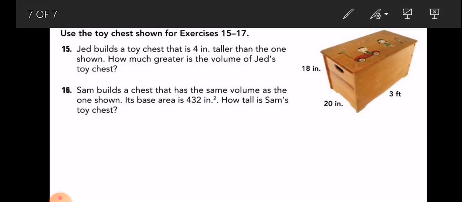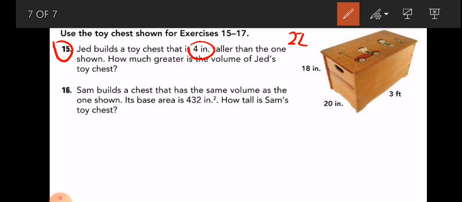Let's see the next one. Use the toy chest shown for exercises 15 to 17. Question number 50. Jed builds a toy chest that's 4 inch taller than the one shown. Okay, here my height is 18 and he did a toy chest like this one, but it's higher. So I have to add 4 more inch to the height that we have here. So 18 and 4, it means that the height that he did is 22 inch.